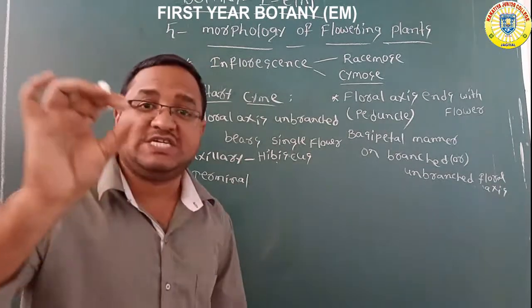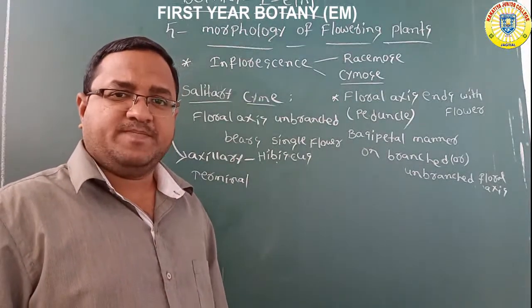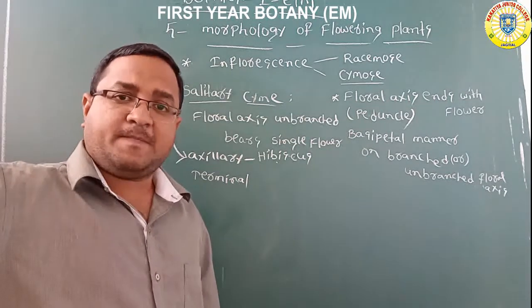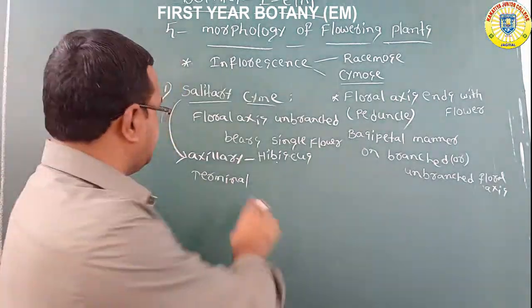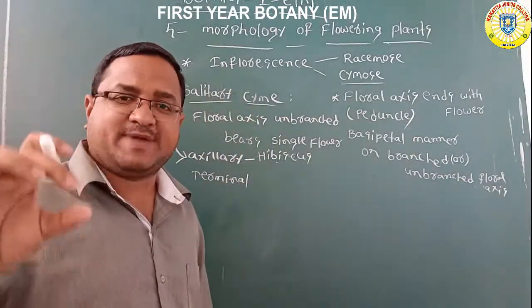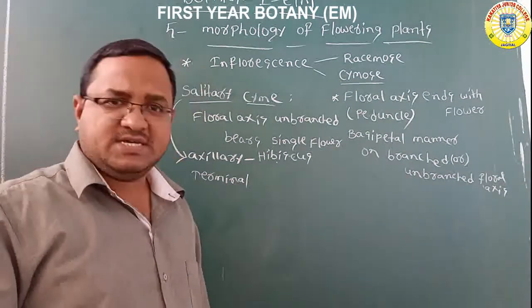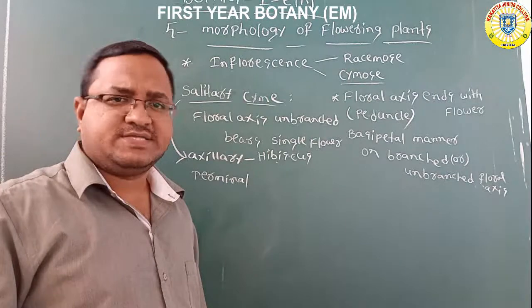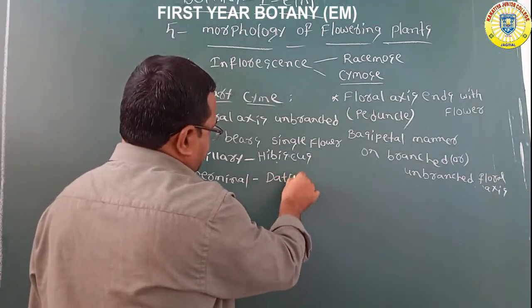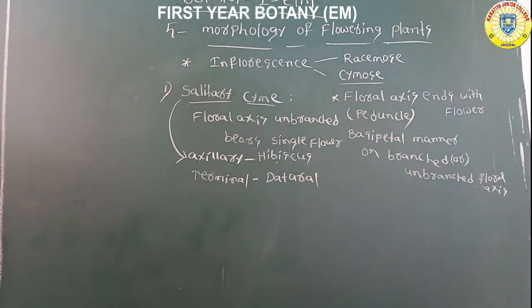Based on the location of flowers, the floral axis is unbranched. The floral axis ends with a flower. If the flower is present in the axil, that is the axillary sign. If the flower is present at the tip, at the top of the floral axis, that is the terminal sign. The best example of terminal sign is datura.